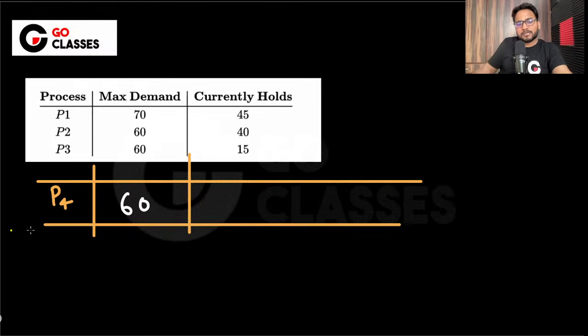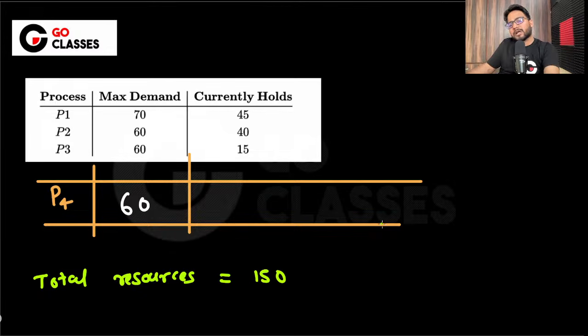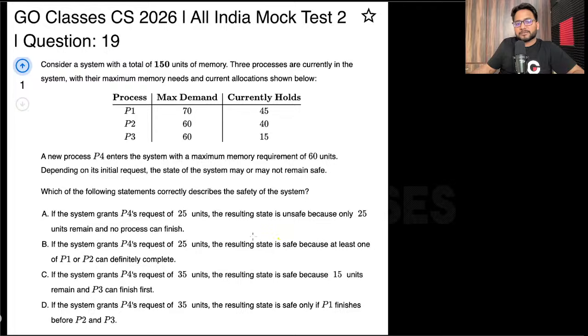And then they are saying the total resources that you already have are 150. Now in this question, let me tell you what they're asking in the options. They're asking that if you give, okay, there is a difference between maximum need and what a process is currently needing or currently wants.